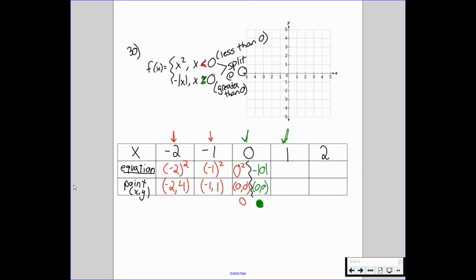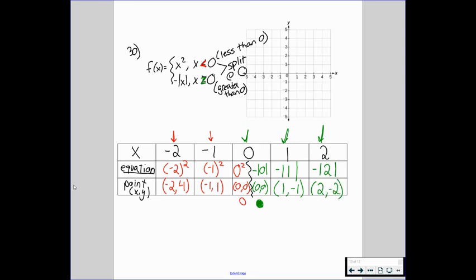1 is greater than or equal to 0. So I'm going to plug 1 into the second function, which makes -1. And same thing with 2. 2 is greater than 0. So I'm going to plug that into the second function, which gives us -2.